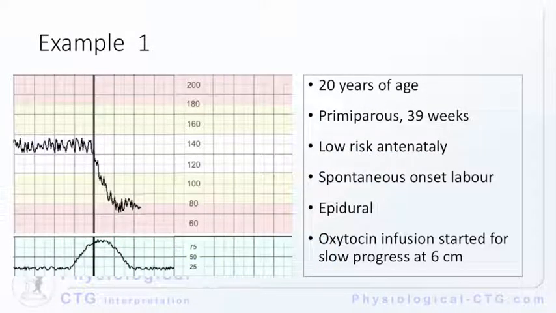Let's look at some examples. Consider that this patient is a primip, 39 weeks. She has been low risk antenatally and she came to your labor ward in spontaneous labor. She has an epidural sited and oxytocin infusion was started for slow progress at 6 centimeters.